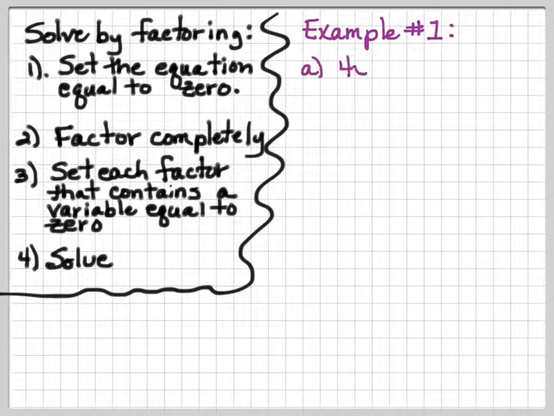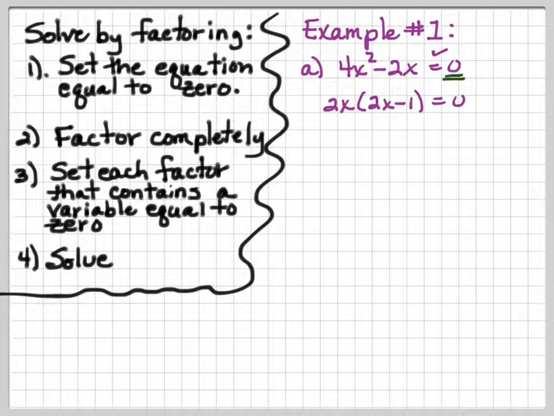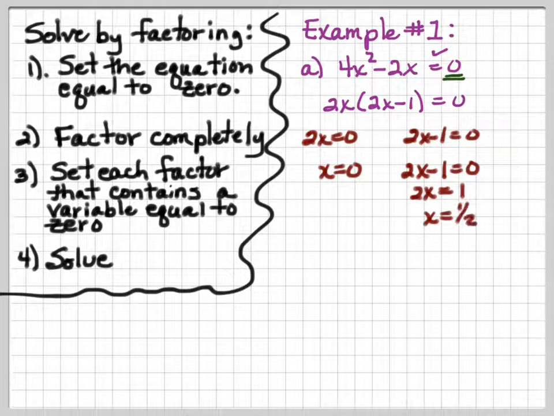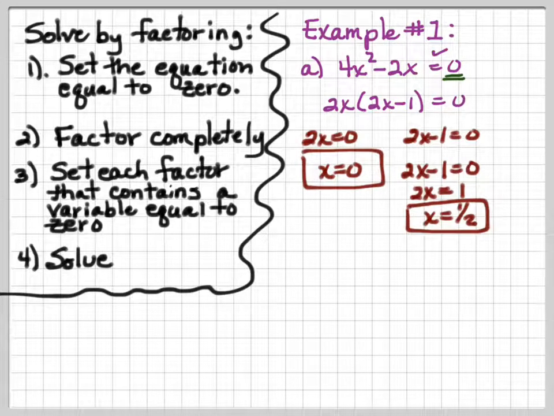Our first example is 4x squared minus 2x equals 0. Well, this is already set equal to 0, so now what we're going to do is factor. I'm going to take a 2x out, so I'll have 2x times the quantity 2x minus 1 equals 0. That means I have two factors, 2x and 2x minus 1. So either 2x equals 0 or 2x minus 1 equals 0. If 2x equals 0, then x has to equal 0. If 2x minus 1 equals 0, that means 2x equals 1, or x equals 1/2. So there's our two solutions.